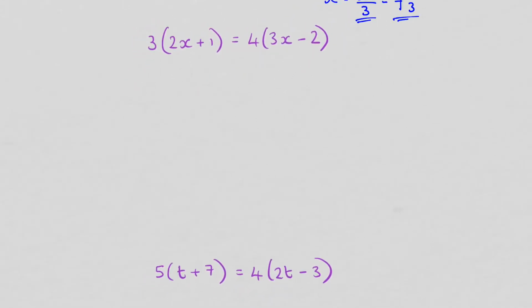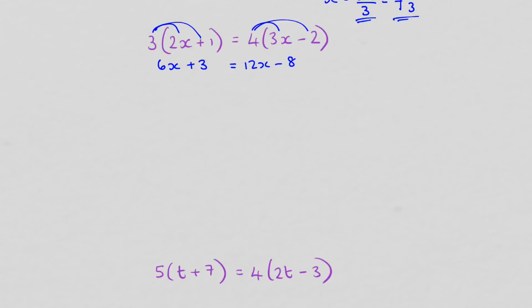So now we're going to look at equations where we've got variables on both sides and brackets. So it's probably not a surprise to you that on the left-hand side we're going to multiply out the bracket, and on the right-hand side we're going to multiply out the bracket, and then we're going to have a look at it and see what to do next. Okay, so 3 times 2x is 6x, 3 times 1 is 3, and then on the right-hand side, 4 times 3x is 12x, and 4 times negative 2 is negative 8.